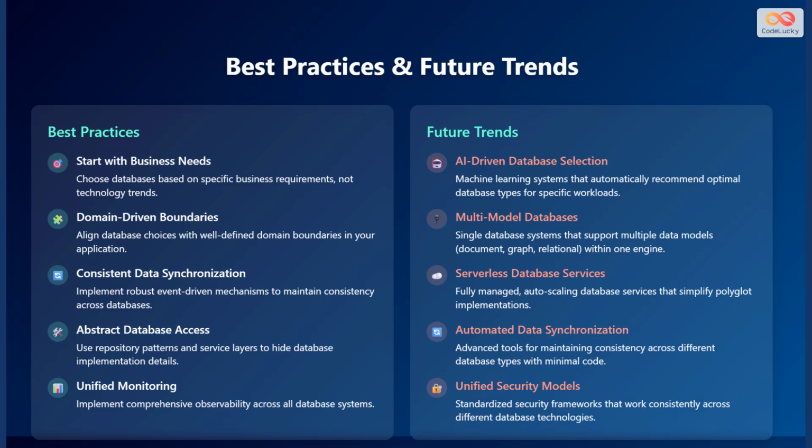As for future trends, machine learning systems that automatically recommend optimal database types for specific workloads. Single database systems that support multiple data models, such as document, graph, relational, within one engine. Fully managed, auto-scaling database services that simplify polyglot implementations. Advanced tools for maintaining consistency across different database types with minimal code. Standardized security frameworks that work consistently across different database technologies.